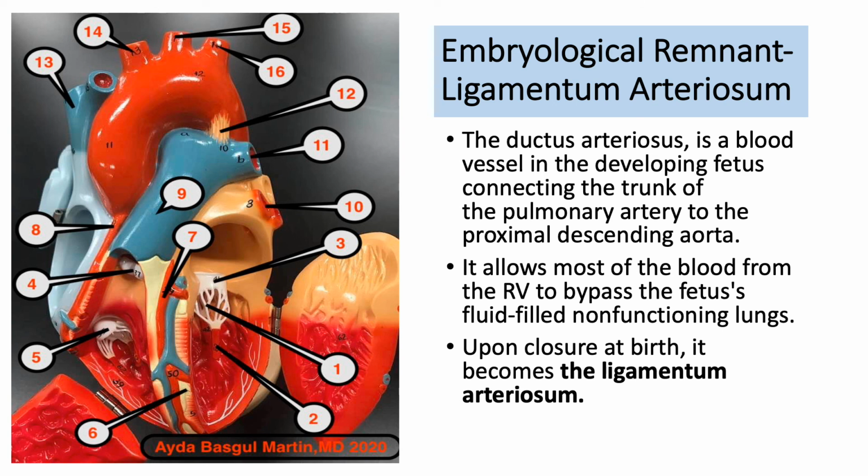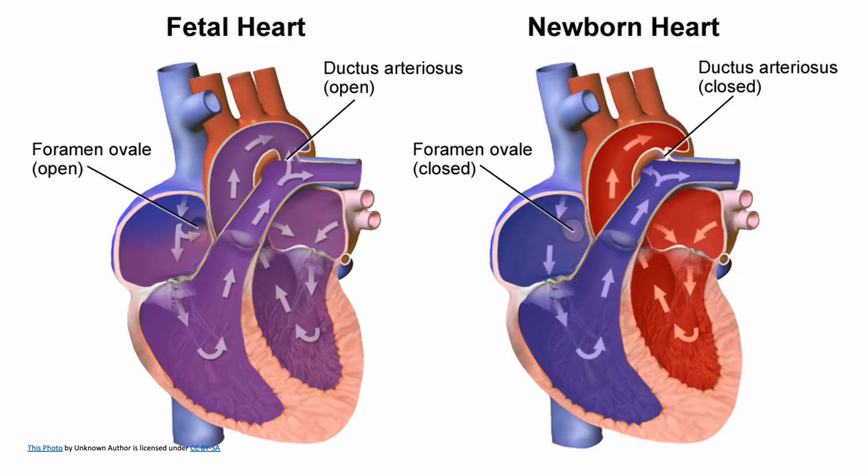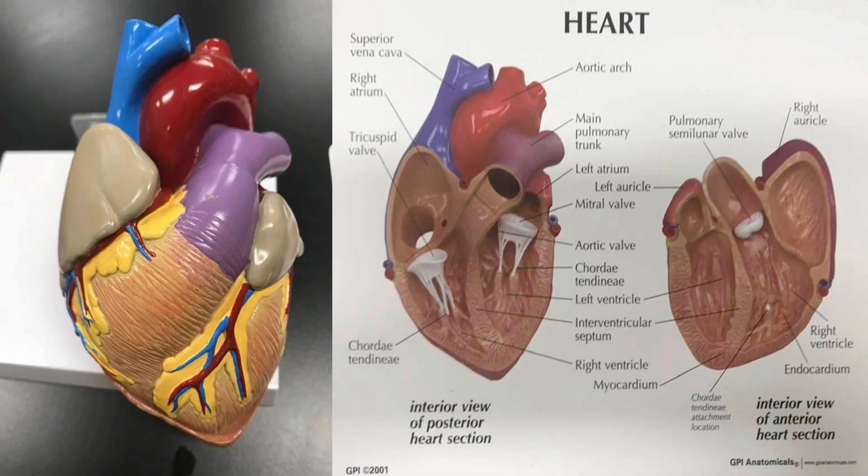It's symbolized here in this model with the number 12. And you can see how fetal heart circulation differs a little from the newborn heart. You see the ductus arteriosus is open in the fetal heart, and in the newborn heart the ductus arteriosus will be closed, and over time it will turn into a ligamentum instead of a passageway of blood. Again, you can see another model in our lab and the parts of the heart in this graphic.